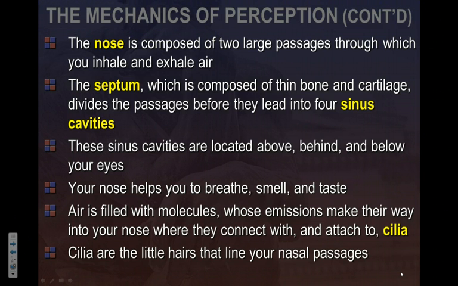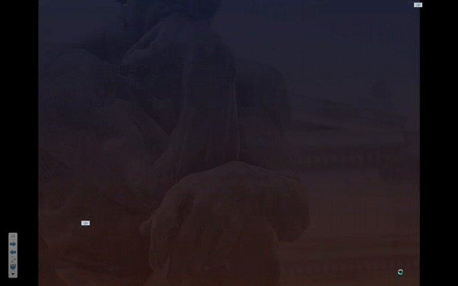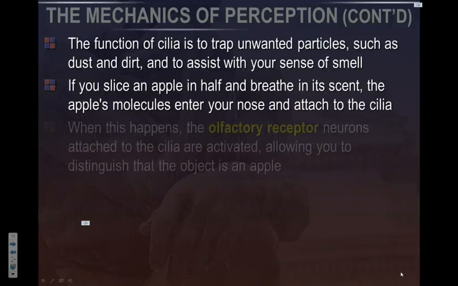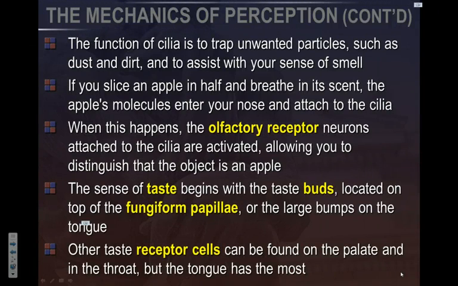So the air itself that you breathe is filled with molecules, okay? Those molecules will attach to the cilia, okay? The cilia are the little nose hairs that you have, and there's the ones you can obviously see on the outside, and then there's obviously lots on the inside as well. The function of the cilia is to trap those molecules, okay? And those molecules aren't just air. There's dust, there's dirt, there's lots of stuff in there.